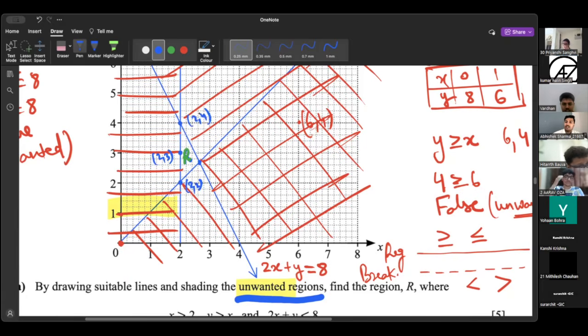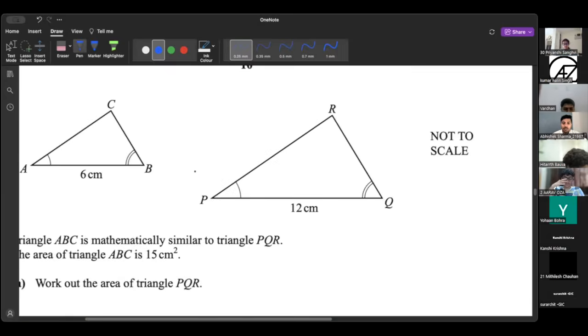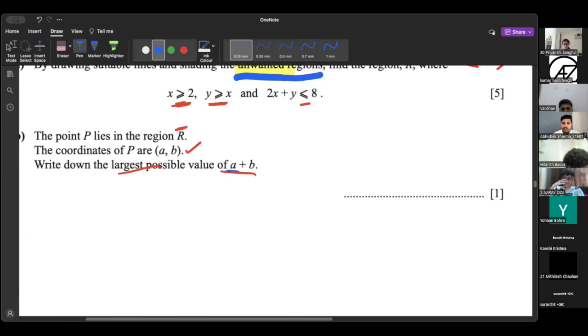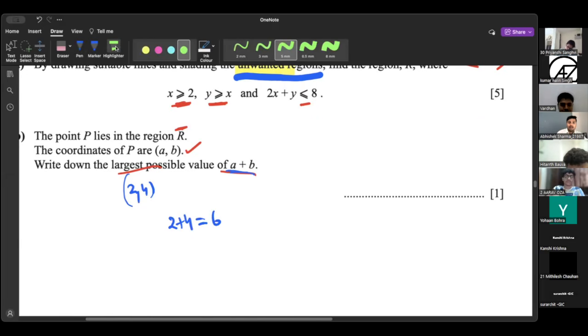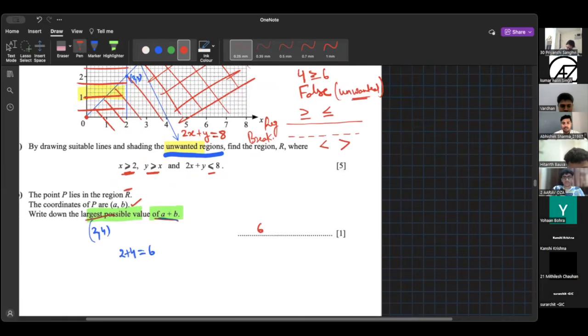They're asking us to find the largest possible value where the coordinate is (a, b), but we have to add the coordinates, a plus b. So that is going to be (2, 4), because 2 plus 4 is 6, and they're asking us the largest possible value of a plus b. So that's going to be 6. Clear?